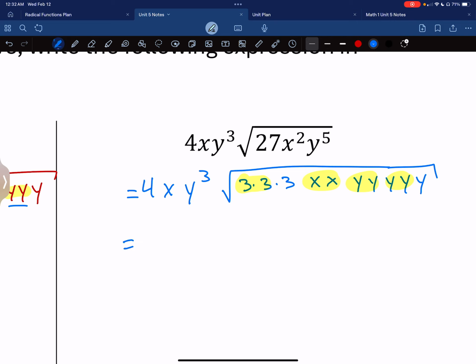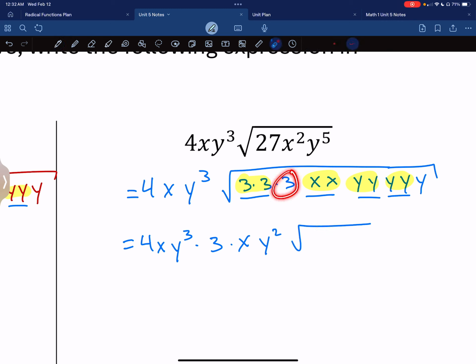So we have 4x, y to the third power. We have a pair of 3's, a pair of x's, and 2 y's, so we have y squared. What's left? We have a 3 and a y inside. So let's go ahead and write that. We have 3y inside here. At this point, we just need to simplify everything out in front.